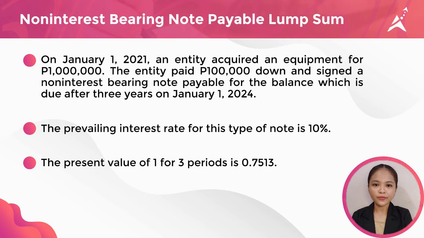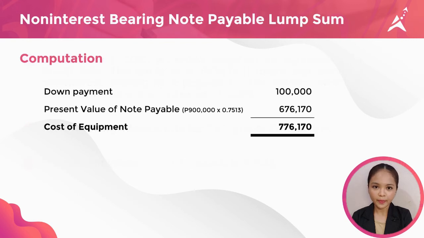What we are going to do first is to get the cost of equipment. So, the down payment of 100,000 pesos plus the present value of note payable of 676,170 pesos is equal to 776,170 pesos. The present value of note payable is computed by multiplying the note payable balance of 900,000 pesos by 0.7513, which is the present value of 1 for 3 periods.